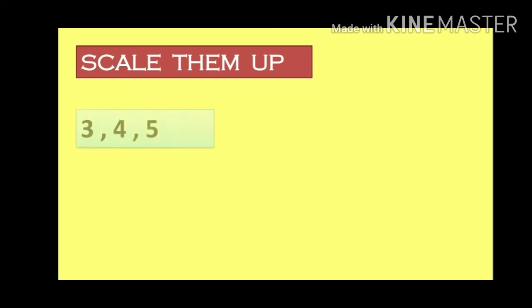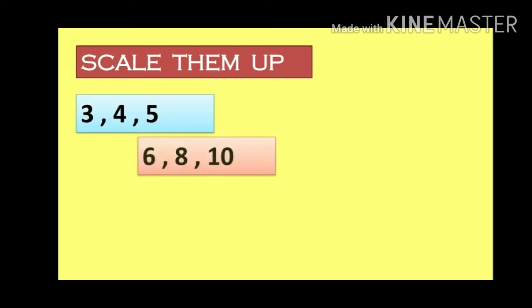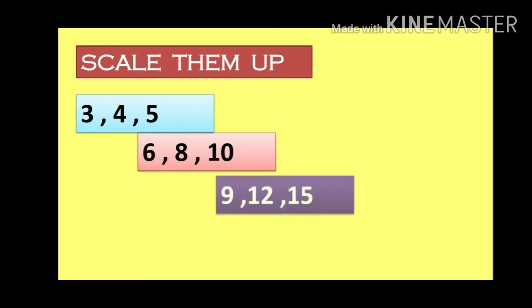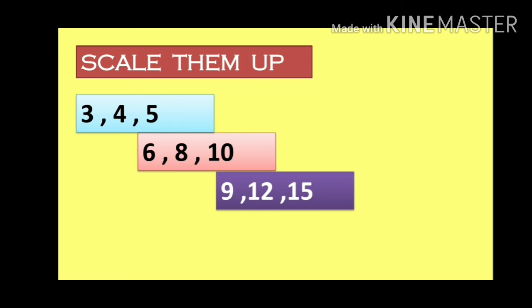Suppose we have 3, 4 and 5. If we multiply by 2, we get 6, 8 and 10. Suppose we multiply by 3, we'll get 9, 12 and 15. So 9, 12, 15 is also a Pythagorean triplet, because 9 squared is 81, 12 squared is 144. When we add them, we get 225. So 225 is nothing but 15 squared. Similarly, if you multiply by 4, 3 fours are 12, 4 fours are 16, 5 fours are 20. Now 12, 16, 20 is another triplet.